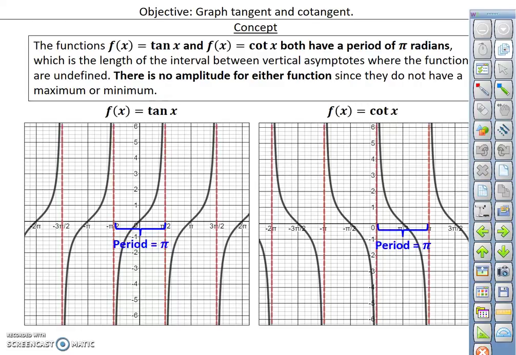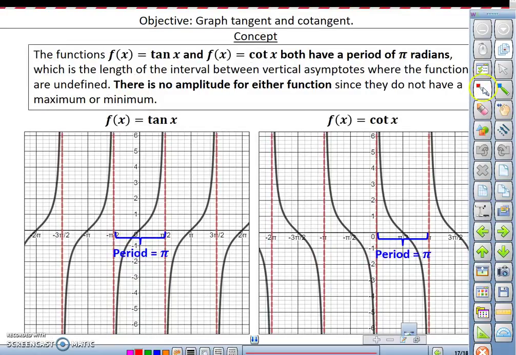This lesson is on graphing the tangent and cotangent functions with, at times, changes in period, changes in phase shift, horizontal translations, vertical stretches, compressions, x-axis reflections, and vertical translations. So your tangent and your cotangent functions both have a period of pi radians, and we can see that here.